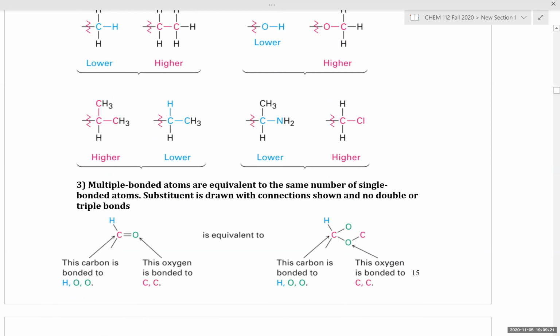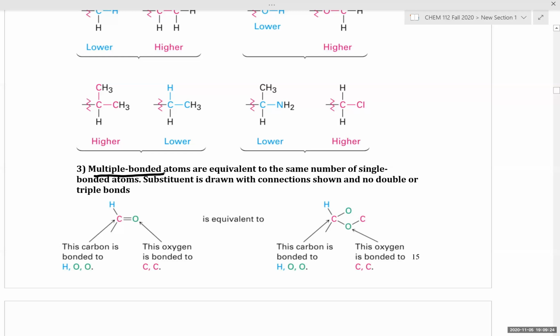Just as a refresher on that, multiple bonded atoms are equivalent to the same number of single bonded atoms, and the substituent is often best drawn with the connections shown and no double and triple bonds. So we can convert our carbonyl into 2 carbon-oxygen single bonds. And that makes it easier to count and rank groups based on priority. And again, I have to emphasize, it's not total priority. It is for each atom individually, as you count your substituents going farther and farther away from our central carbons, which substituent is the higher priority at each stage.